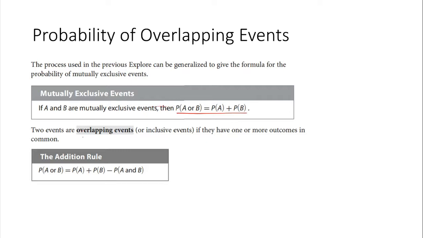Now, two events are overlapping or inclusive events if they have one or more outcomes in common. All right, so we're going to actually be using this idea of the addition rule. So if you want to find the probability of A or B, it's going to equal the probability of A plus the probability of B minus the probability of both events occurring. Okay, so it's not like they're exclusive, they overlap. So you have to factor in the fact that both events could happen, unlike the exclusive one where it couldn't.